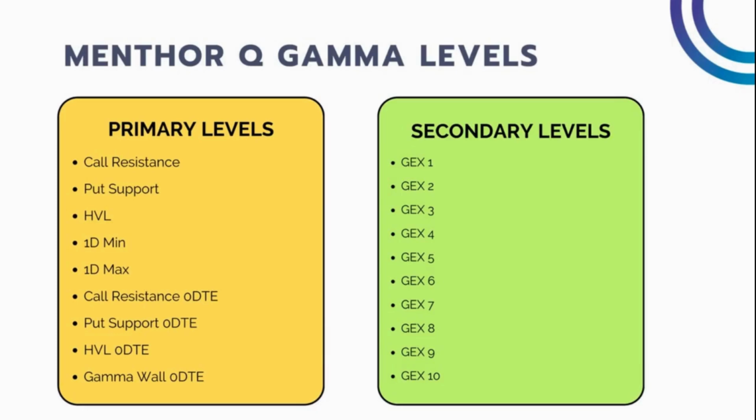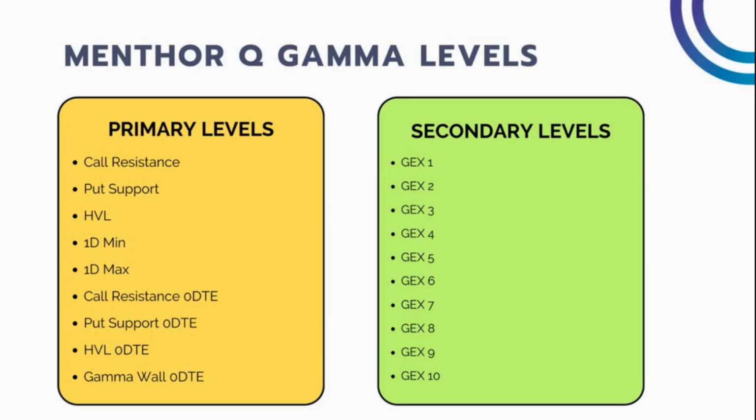We'll get to that. So this brings us to the MenthorQ gamma levels. Those are the ones that you see in the indicator. Those are the ones that you can plot in the chart. This week, we're going to focus on primary and secondary levels. Today, we're going to talk about core resistance. Tomorrow, we're going to talk about put support and so on.